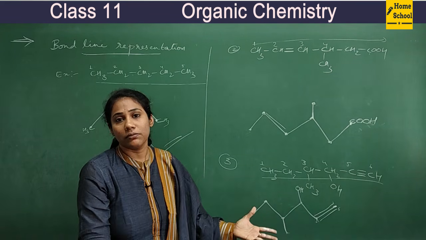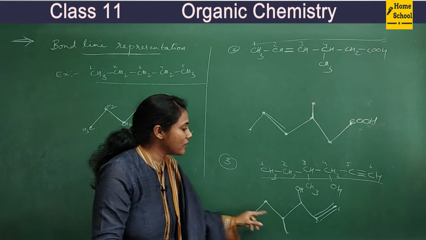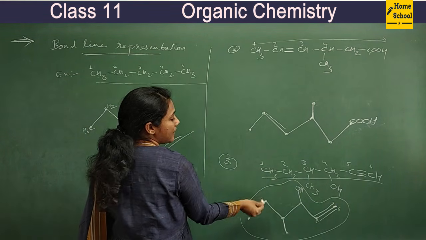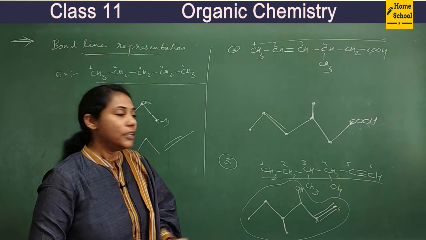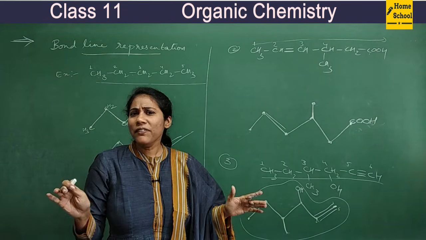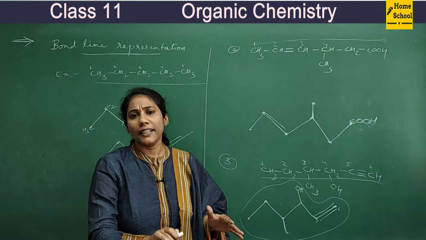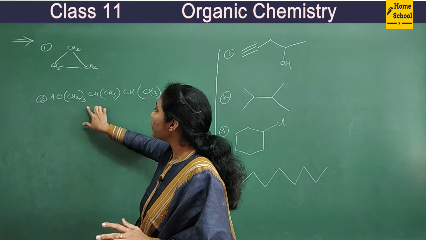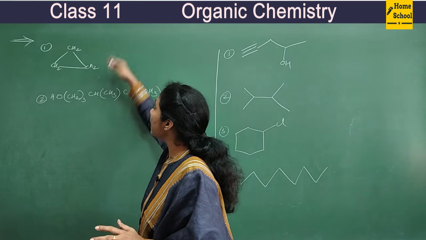That is understood. Okay, so like this. So this is the bond line representation for this molecule. This is how you must learn how to write bond line representation. Now we will see the examples from your NCERT textbook. See guys here, in the first two examples, condensed formulas are given.